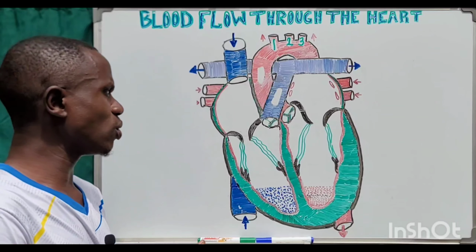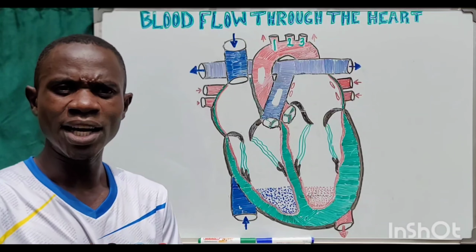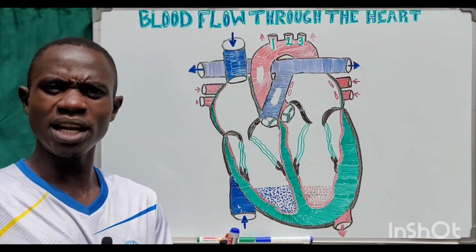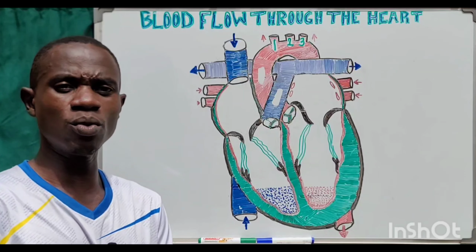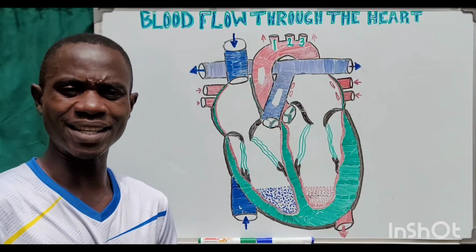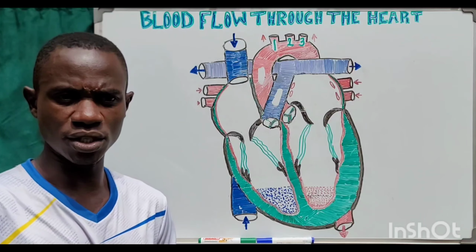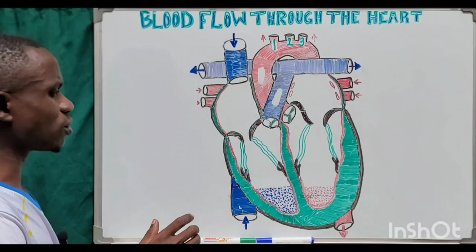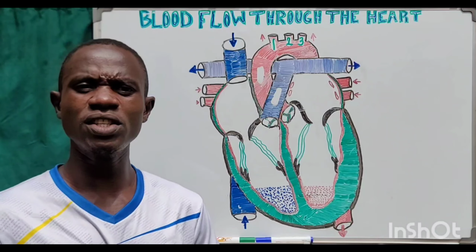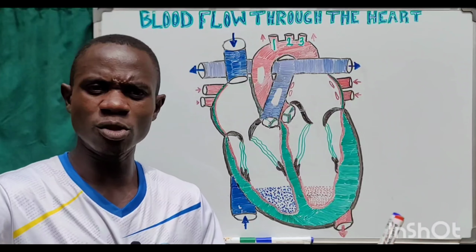So now we are going to be using the blue marker to show that the blood is deoxygenated, and once the blood becomes oxygenated, we shall use the red marker to signify that this blood is now fully oxygenated. Now we are going to start from when the deoxygenated blood comes back to the heart.